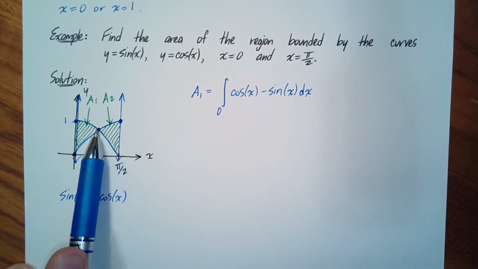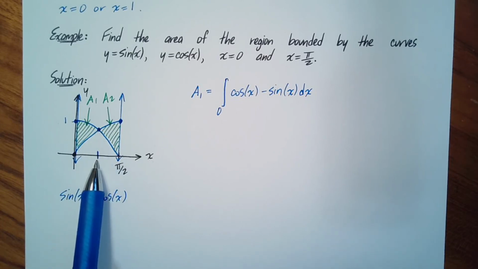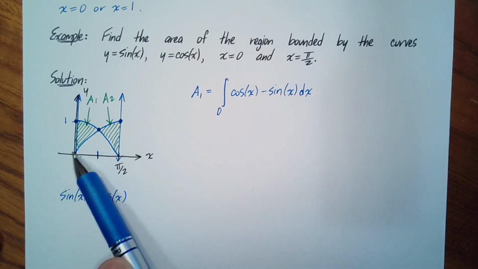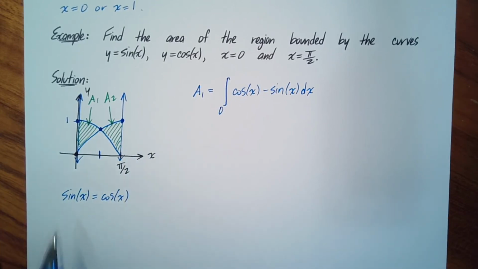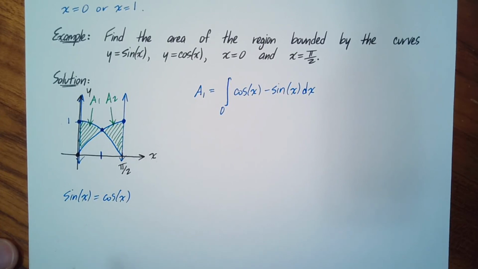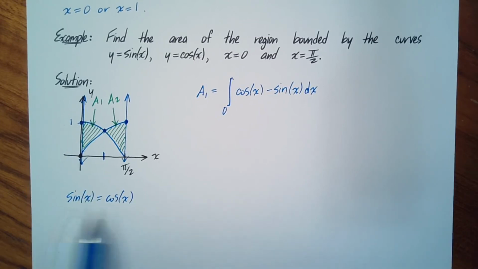So we are going to need to know what the x-coordinate at this point is, and we can get that by just finding out when sine of x is equal to cosine of x. That's the reason for studying this equation now. And how do you solve it? There's a few different ways. You can look at the unit circle and figure out which angles give you the same value for sine and cosine, or you can solve this carefully using the following steps.